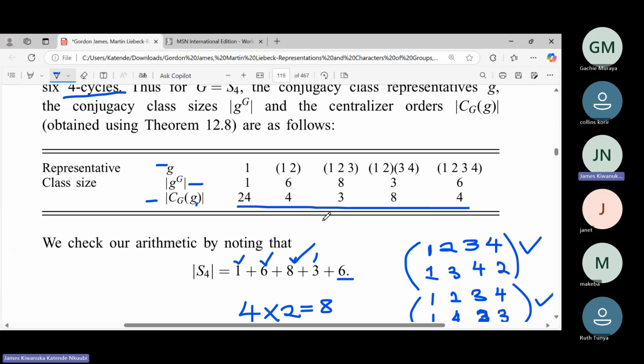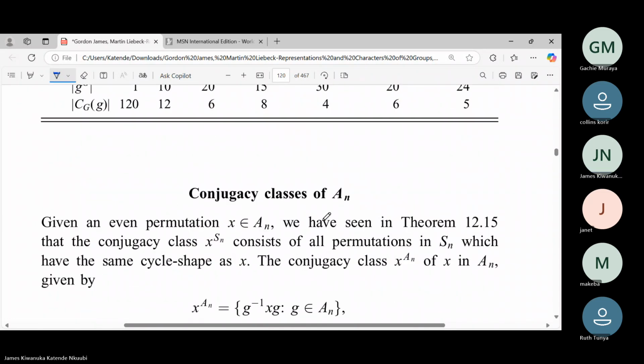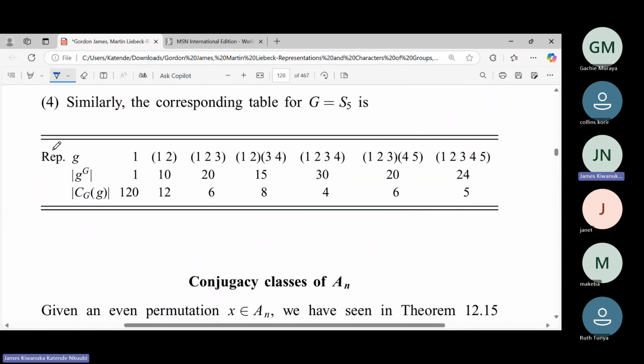Is that making sense? Yes. So you can use similar arguments, slightly adjusted, to get your table for S5.